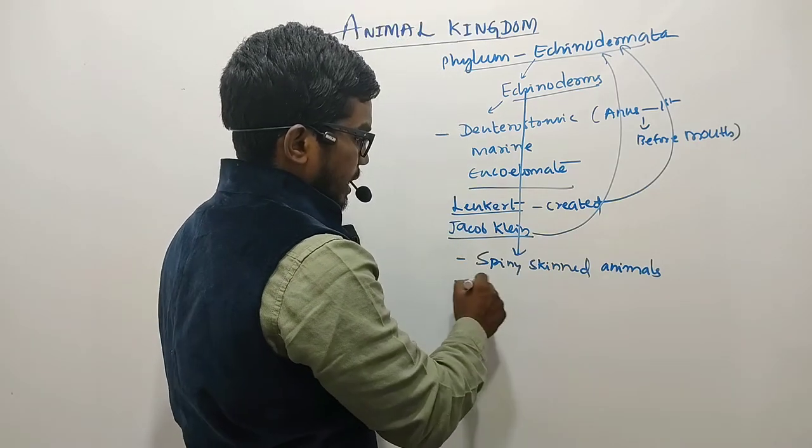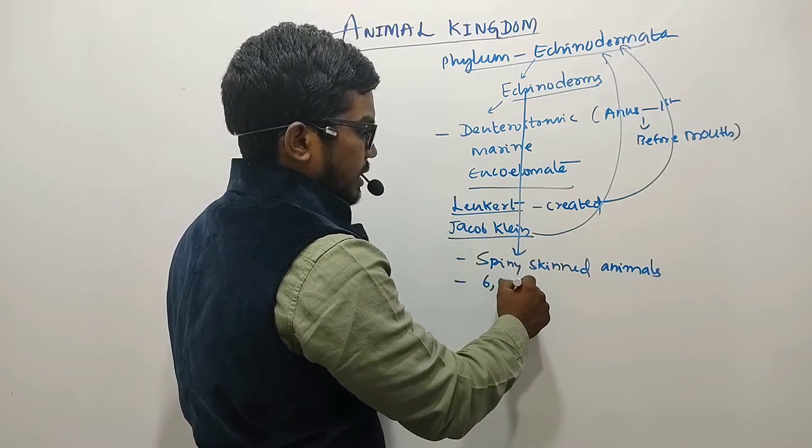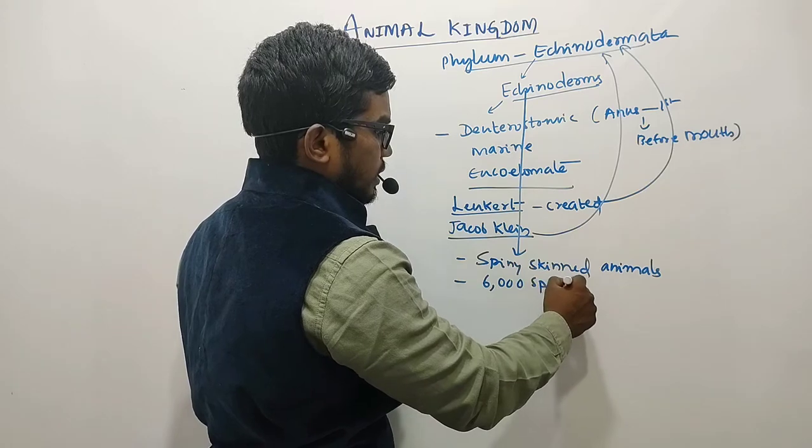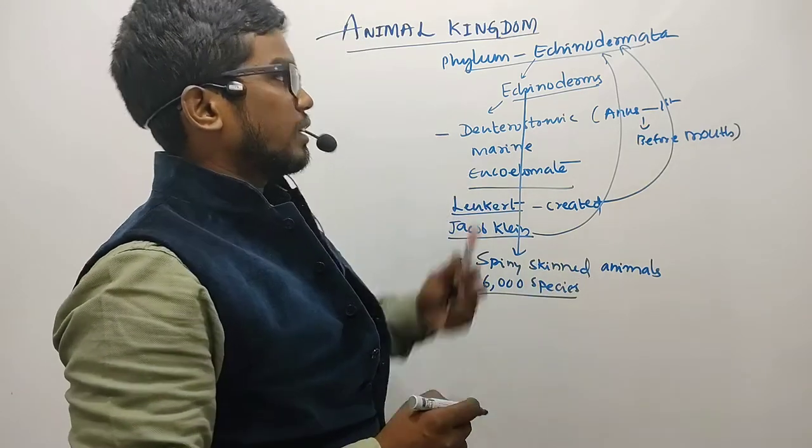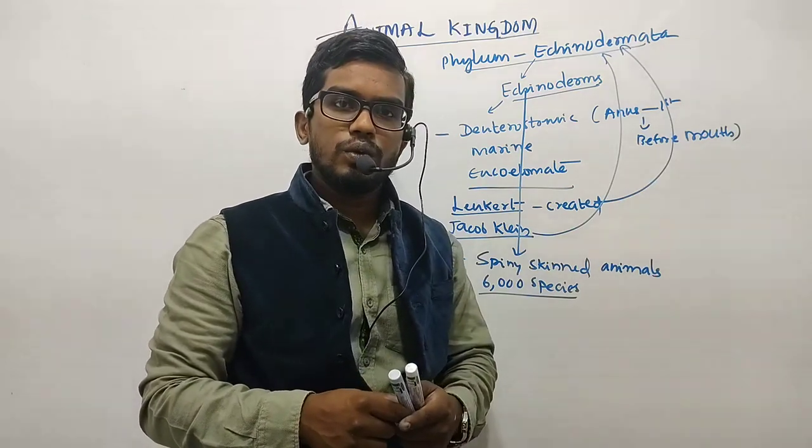Alright, this is one point. And approximately, dear students, there are around 6000 species of animals belonging to this phylum, that is Echinodermata.